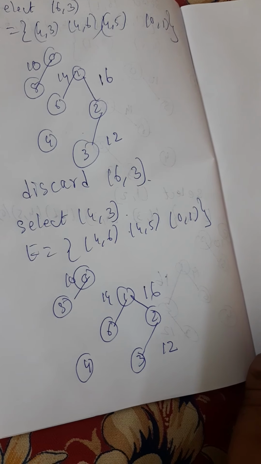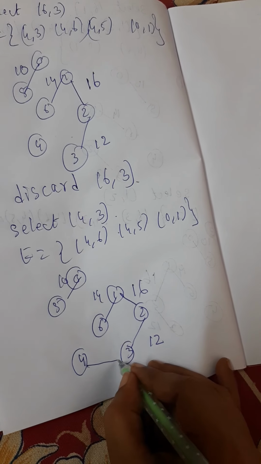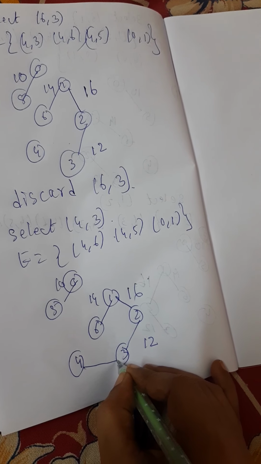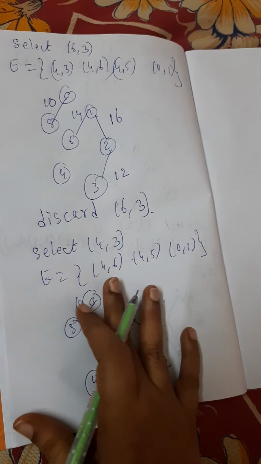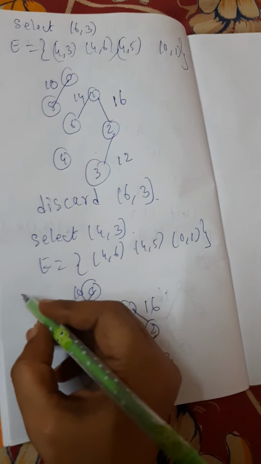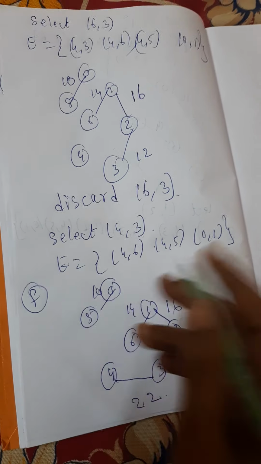So which one do I have to add now? 4 3. Will it form a cycle? No, it is not forming a cycle. 4 3. So now it is 22. This is my figure number F.